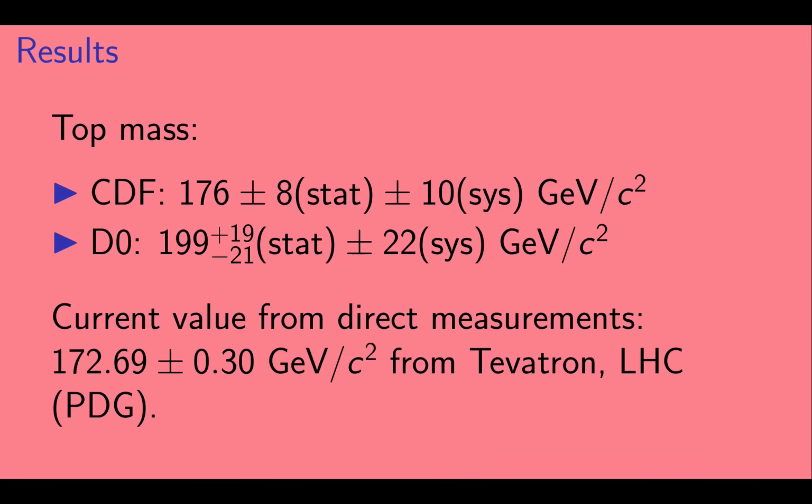Okay. The 2 experiments each produced a measurement of the top mass. The error bars were large, but the values were compatible with the current measured value, which has an error bar of a fraction of a GeV.